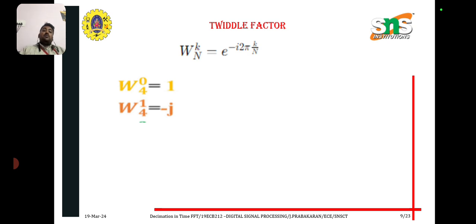We know e power j theta equal to cos theta plus j sin theta. Apply this formula, you can get minus j. W4 of 1 equal to minus j.